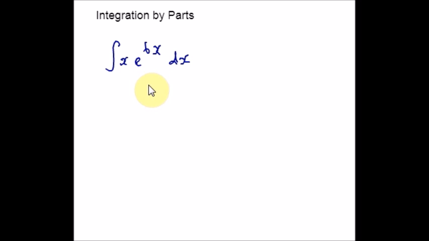So, let's derive the integration by parts formula. We will start with the product rule. This is the product rule. Now integrate both sides of this. By integrating both sides of this equation, we will get this formula.